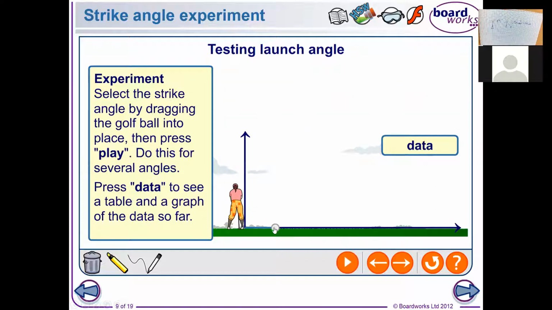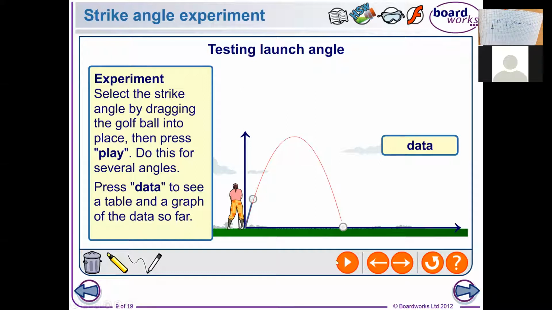So at 0 degrees, the ball just rolls along the ground as predicted. At 90 degrees, the ball just goes up and then straight back down again. And at other angles, the ball has a horizontal component of velocity and spends some time in the air, so it has a particular range.